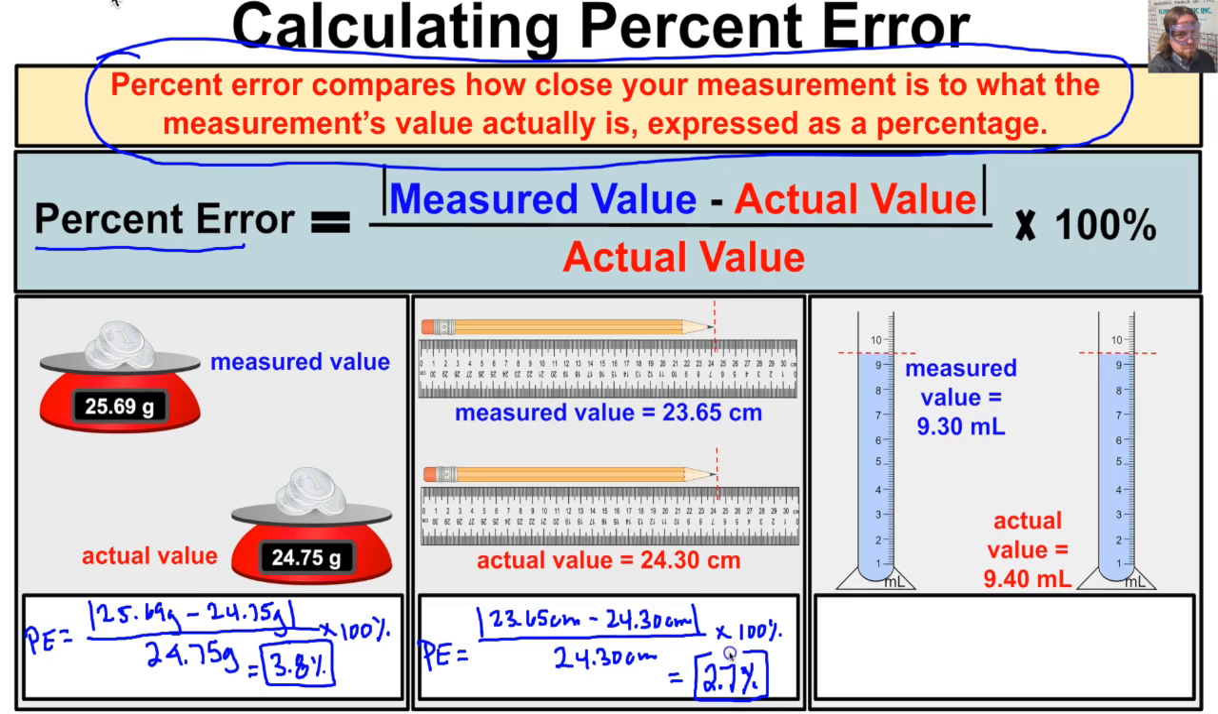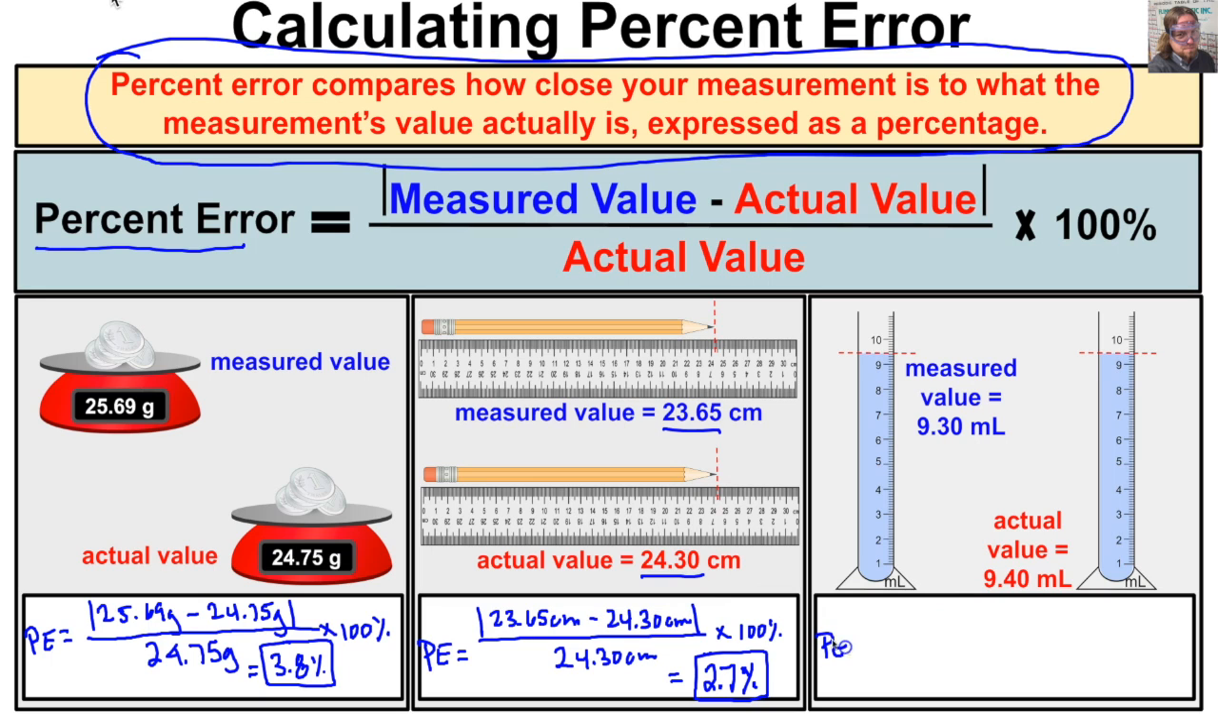So what does this answer mean? Well, if we take a look, our percent error here is going to be 2.7%. So that means that our measured value is 2.7% off of what the actual value is. We have a little bit less here. Our measured value of this pencil is a little less than what it should be, 24.30. Well, how much less? About 2.7% less than what it should be. Let's take a look at this example right here.